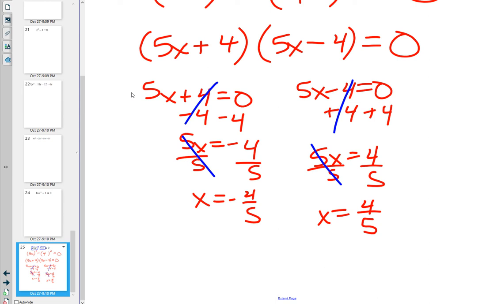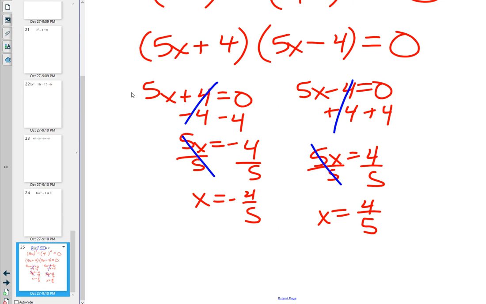That was my next point. And yes, we actually do have two solutions, but what's a little bit weird about those solutions? Well, they look really similar, but they're not the same. One is positive 4 over 5, one is negative 4 over 5. Those are not the same number. So I do have two solutions.